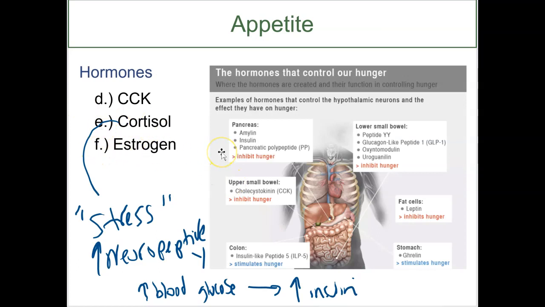Estrogen. Now, estrogen usually peaks twice in a female cycle, kind of right before ovulation, and then it's going to be high and it'll drop right before you get your period. And estrogen, we know, is going to stimulate ghrelin. And ghrelin is the one that makes you crave fat. So you might crave more fatty foods, chocolate, etc. at certain times in your cycle.